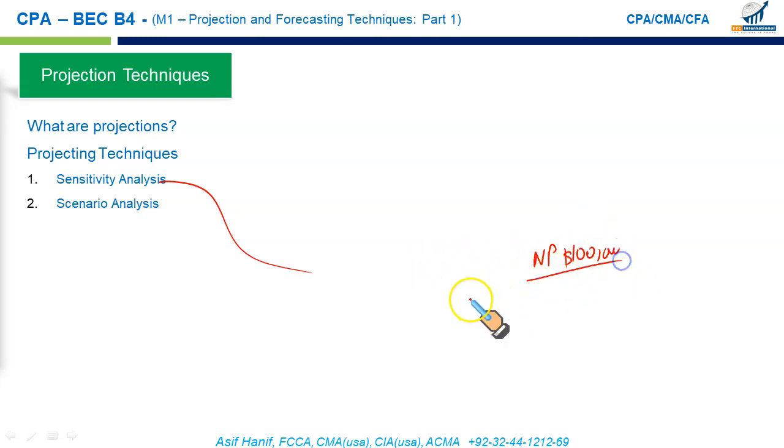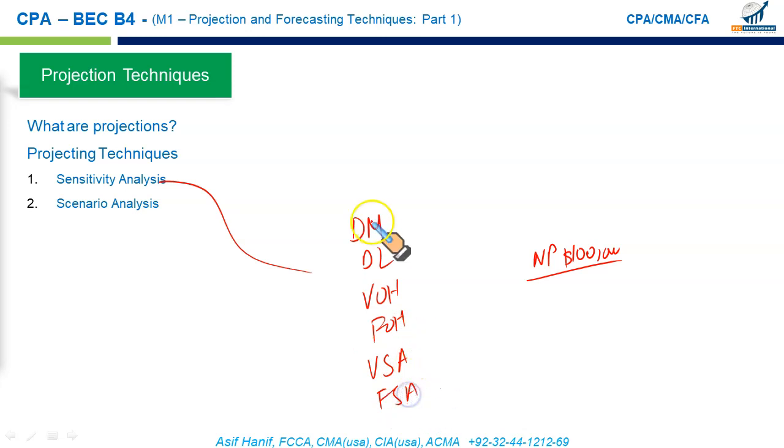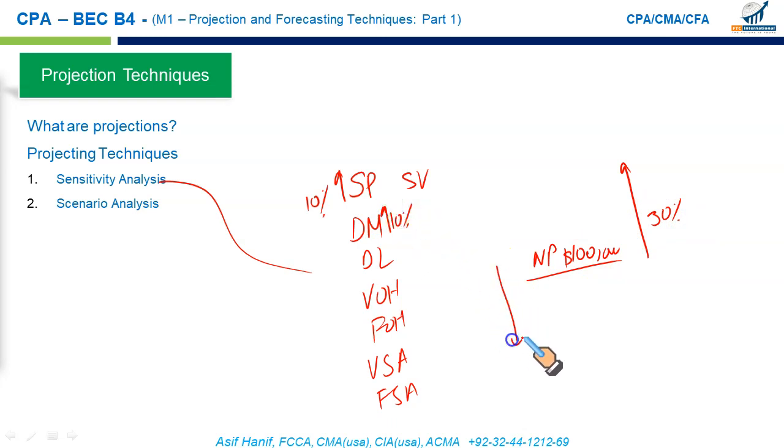Now, this is the profit figure, and we have different determinants that determine profit: direct material, direct labor, variable overheads, fixed overheads, variable selling and administration, fixed selling and administration, and of course your selling price and sales volume. They all affect your profitability, right? They all affect to some extent. Some are more influential, others are less. So the idea is, let's say the sale price goes up by 10%, our profit will go up by 30%. But if the direct material cost goes up by 10%, your profit will fall by 50%.